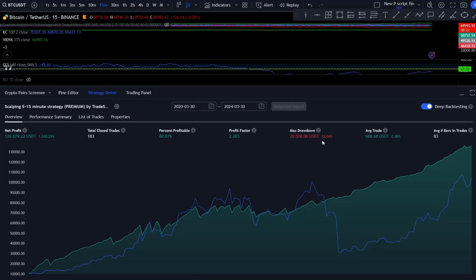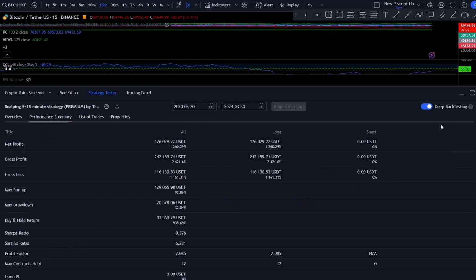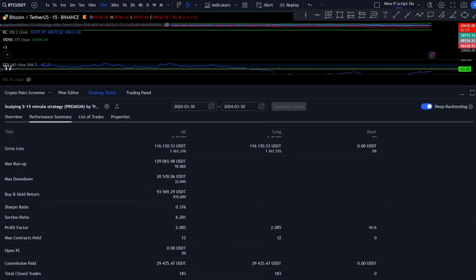I know the drawdown is a bit high, but you can easily decrease that by using, for example, a 5x leverage instead of an 8x leverage, which I have currently set up. As I said, this equity curve is amazing, no big pullbacks, trending steadily up, and this blue line is the buy and hold equity curve. So if you would have bought Bitcoin 4 years ago, now you would have this much profit, but our strategy easily outperformed that. For those who are interested, here is the detailed performance summary.